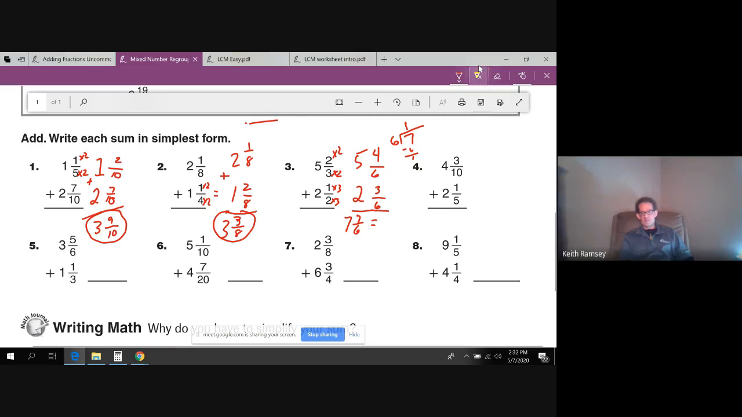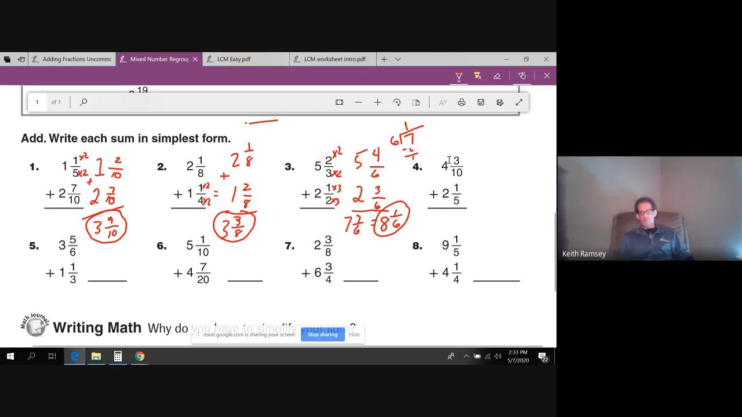The remainder becomes the numerator. The denominator stays the same. So this 1, the 6 went into 7. This 1 has to add to this 7. I regroup it. So this becomes 8. There was 1 left over, and the denominator stays the same. So this would change from 7 and 7/6 to 8 and 1/6. And that's how you regroup mixed numbers with addition.